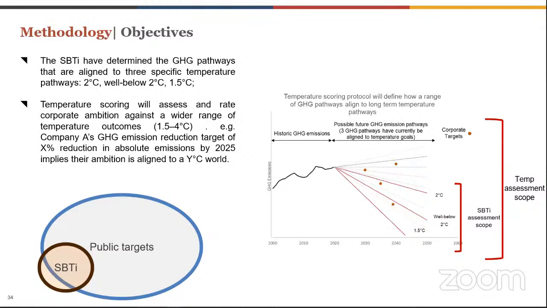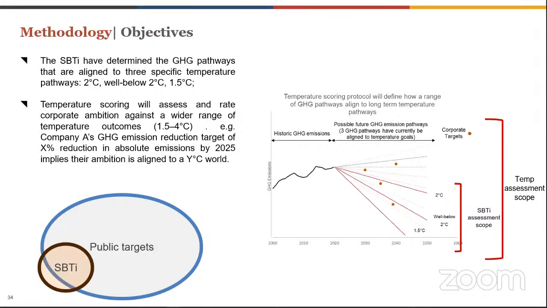Essentially, this work has emerged from earlier work at the SBTi, where we classified the temperature alignment of 3 long-term goals outlined in the Paris Agreement: 2 degrees, well below 2, and 1.5. And still within the SBTi, we are able to classify all submitted targets against these 3 temperature goals.